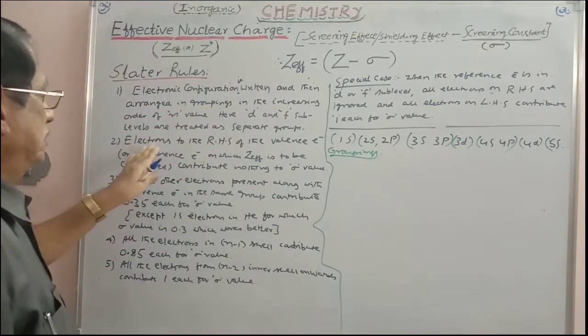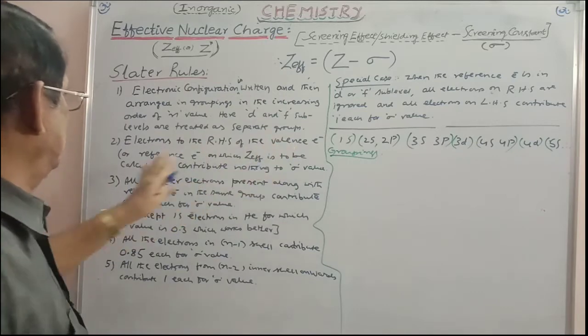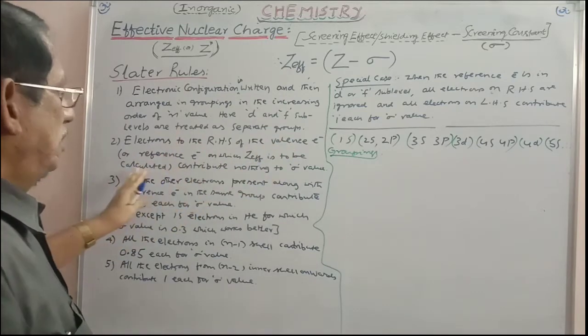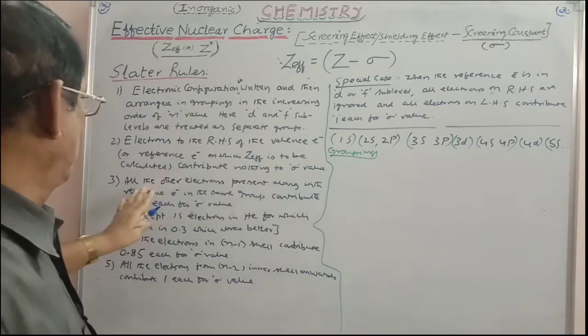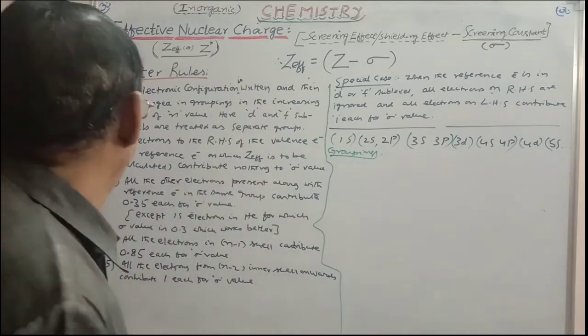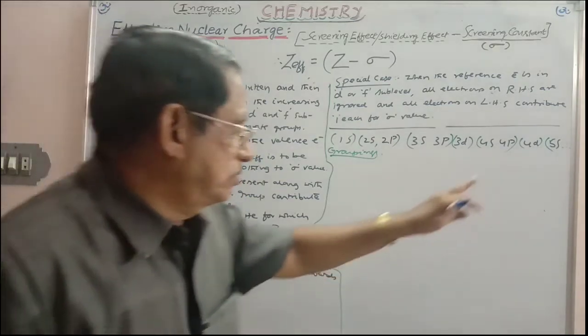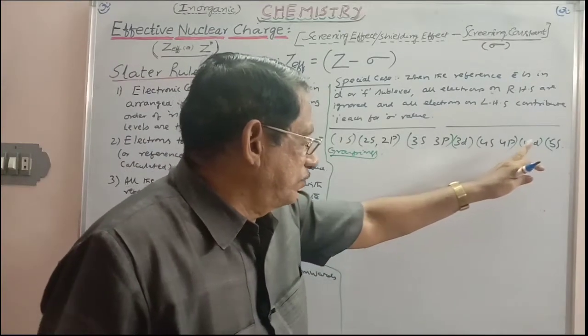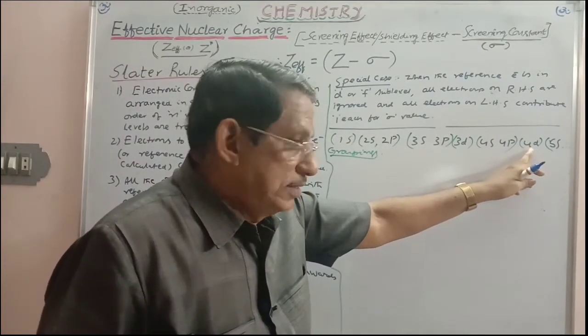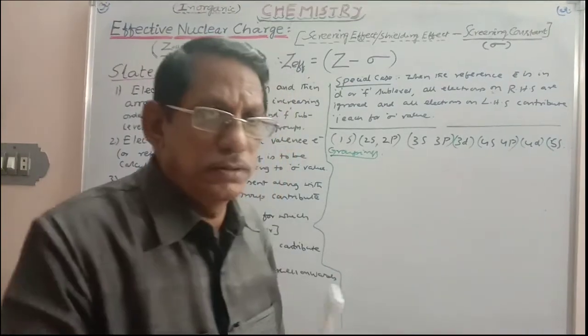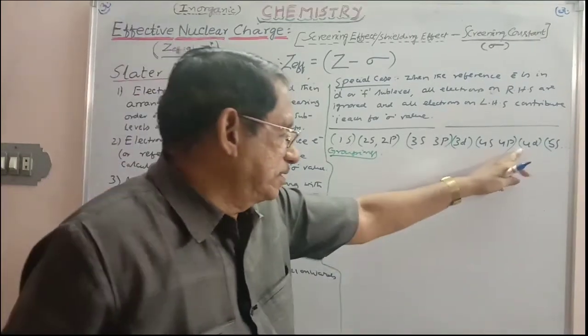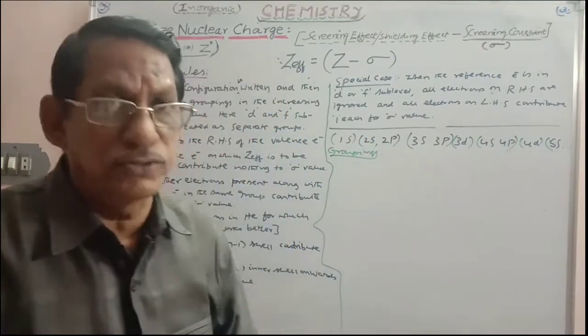Later, electrons to the right hand side of the valence electron or reference electron on which the shielding effect is to be calculated are to be ignored. They contribute nothing to the sigma value. Suppose you want to calculate the value for 4D: the electrons present on the right hand side you need not consider. The electrons present on the left hand side are to be taken into account to calculate the sigma value.